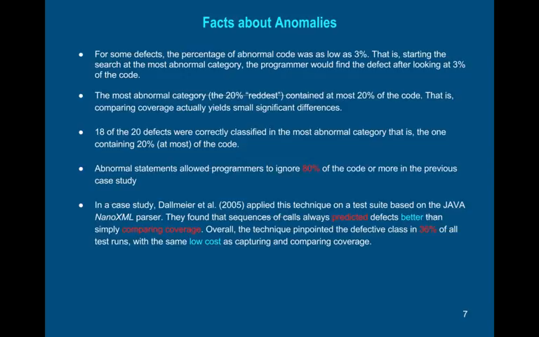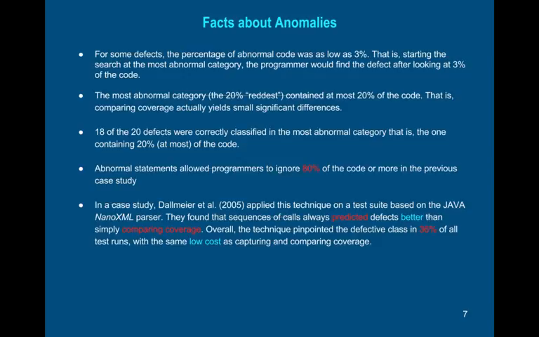The programmer would find the defect after looking at only 3% of the code. The most abnormal category, the 20% reddest, contains at most 20% of the code. That is, comparing coverage actually yields small significant differences. And 18 out of 20 defects were correctly classified in the most abnormal category, that is, the one containing at most 20% of the code.